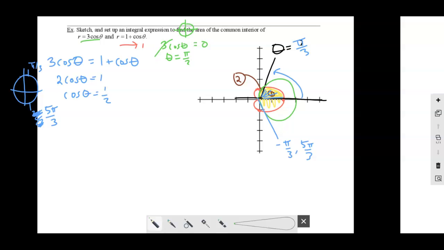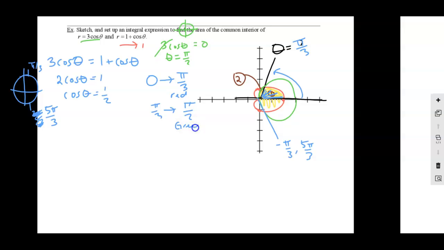So I'm going to need to do two intervals. I'm going to need to do 0 to pi over 3, and in that little angle, I'm only integrating the red, only the circle. But then from pi over 3, which is the intersection point, to pi over 2, I'm only working with the green part to get that little sliver. And once I've done all that work to identify it, we can plug it into the formula. And it's not too terribly impossible.